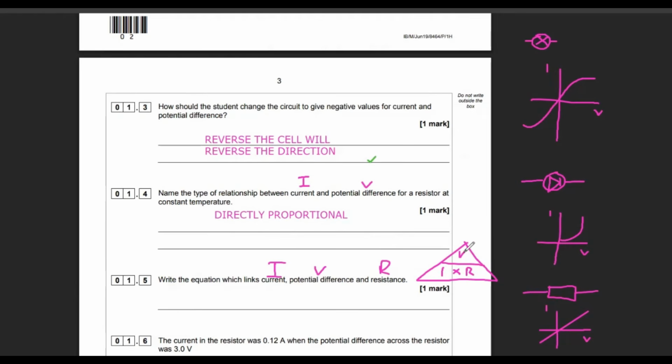So if I want to know current, I just do voltage divided by resistance. That's a divide line. That's a multiply line. If I want to work out the resistance, I do voltage divided by current. And if I want to work out the voltage, I do current times resistance.